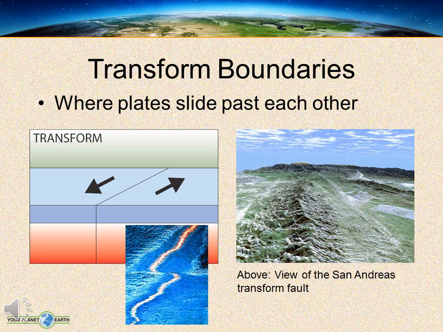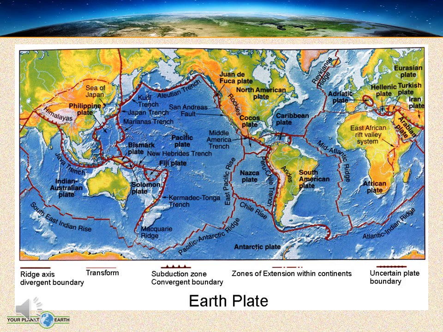The third type of boundary are transform boundaries, along which plates slide past each other. The San Andreas Fault, adjacent to which the city of San Francisco is built, is an example of a transform boundary between the Pacific Plate and the North American Plate. This map summarizes all the known plate boundaries on Earth, showing whether they are divergent, convergent, or transform boundaries.